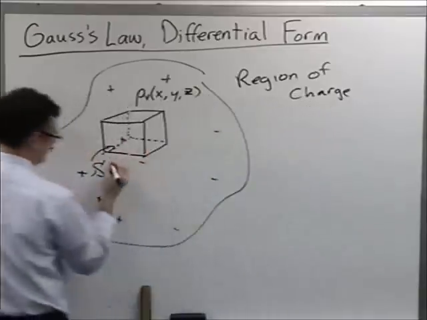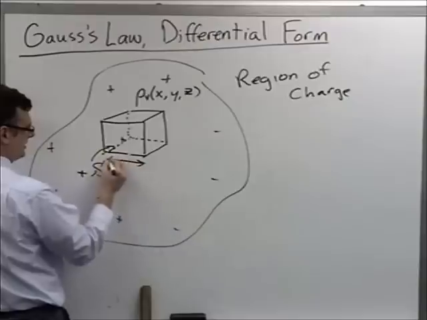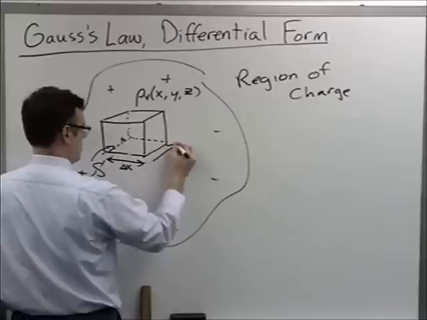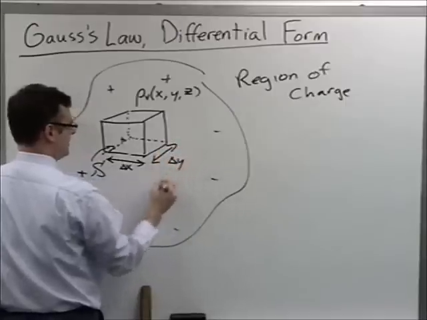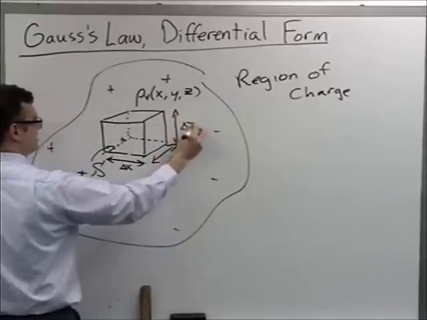Let's line this up with the coordinate system to make our lives easy. This will be the x direction, and I'll call this dimension delta x. This will be the y direction, and I'll call this dimension delta y. And this will be the z direction, and I'll call this dimension delta z.